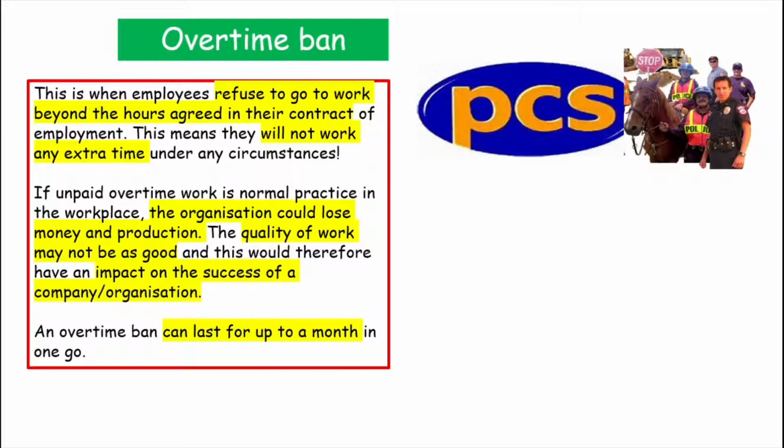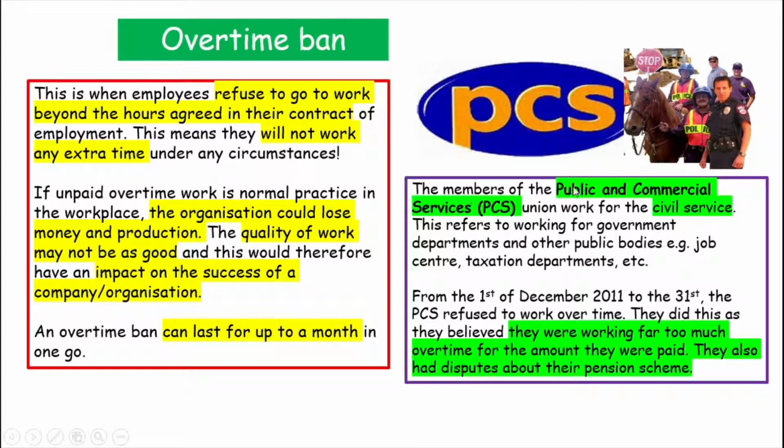We're now going to look at the case study involving an overtime ban. The members of the trade union Public and Commercial Services work for the civil service. The civil service works for government departments and other public bodies. They can also provide advice and guidance to government ministers on a variety of issues affecting the public. From the 1st of December 2011 to the 31st, the PCS refused to work overtime. They did this as they believed they were working far too much overtime for the amount they were getting paid.